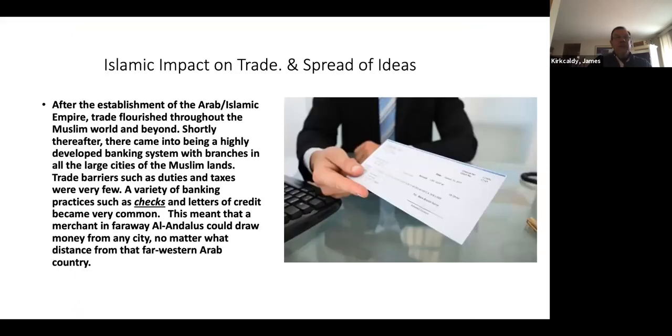Impact on trade and spread of ideas. Okay, once again, read this at your own leisure. Trade barriers were few, which made trading easy. And here's another key breakthrough. Instead of paying always with cash, they came up with a neat idea called paying with checks. Check is an Arab word, and you know how a check works. You use these all the time, or letters of credit. And this really helped spread trade and make trade more efficient throughout the Muslim world. And eventually, of course, it spread to Europe.